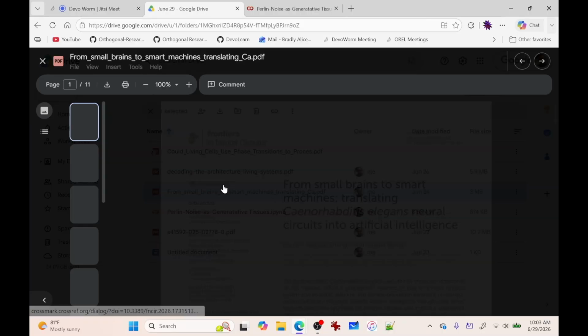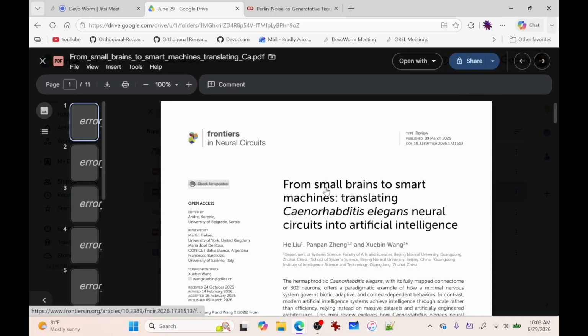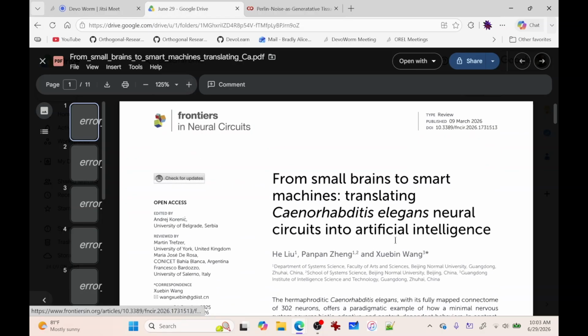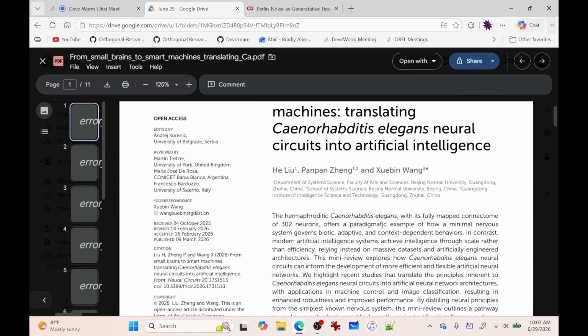Okay, last thing I want to touch on here is this new paper that came out in Frontiers in Neural Circuits. This is probably interesting to everyone in this group. It's a review article, and it is called "From Small Brains to Smart Machines: Translating Caenorhabditis elegans neural circuits into artificial intelligence." So this is thinking about the C. elegans connectome as an artificial intelligence system, and they're not going to implement anything here. They're just kind of going through the motions on this and trying to propose a way forward.